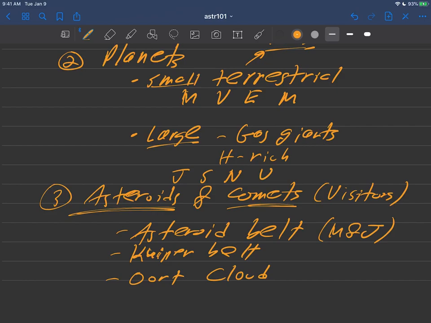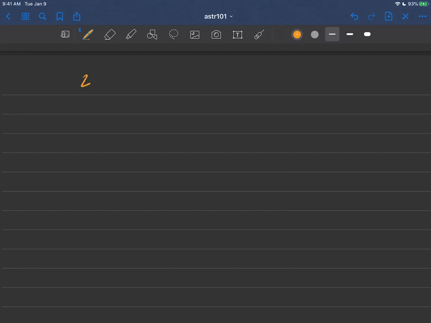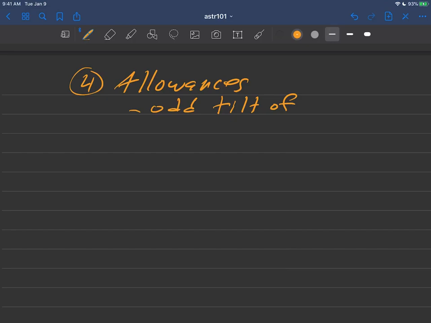Okay. And then the theory also has to be a little bit flexible. So we'll say the theory also has to have some allowances in it, because everything isn't going to be perfectly ordered in a solar system. Some of the allowances are the odd tilt of, let's say, Venus and Uranus here. Venus is pretty much upside down. Uranus is way over on its side. So we need some allowances for that. We also need some allowances for the fact that the Earth has a very large moon. Our moon is very large.